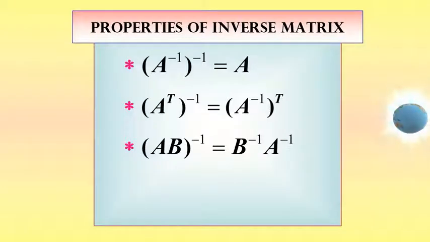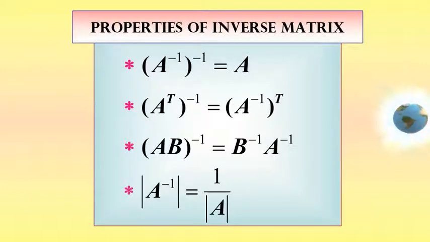Okay, number 3. A times B, and then we find the inverse of A times B, will be equal to B inverse times A inverse. Okay, fourth, the determinant of A inverse is equal to 1 over determinant A. For this one, don't be confused with A inverse equal to 1 over A, because this property is about the determinant. Before this, what you see is about the matrix.